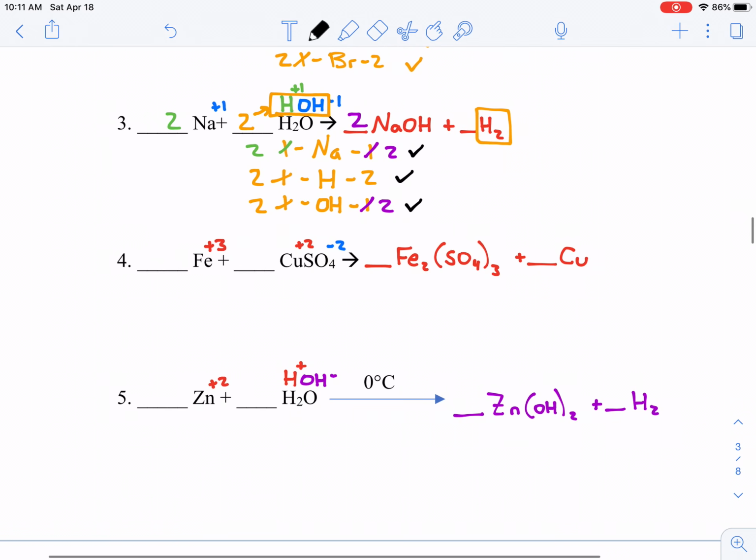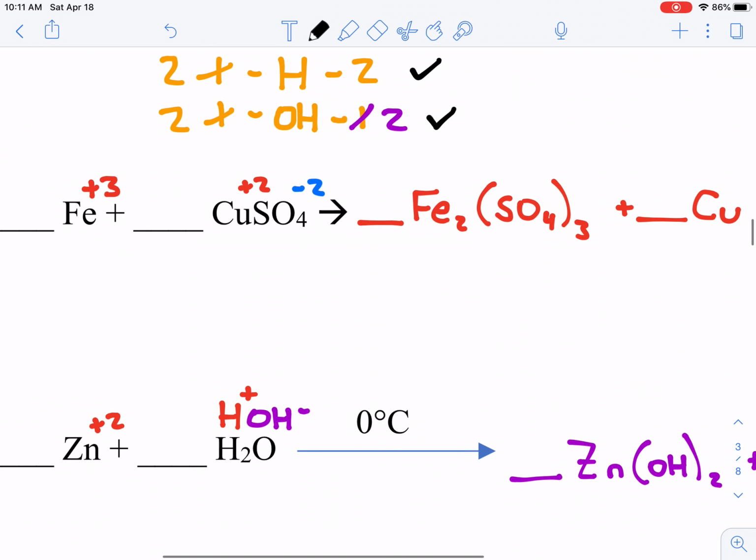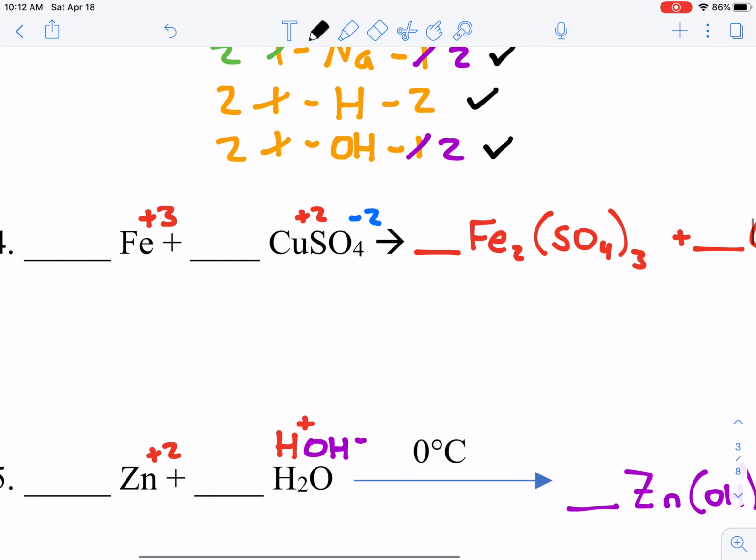Looking at number 4, we have iron and copper. Find them on your activity series. If you find iron and you find copper, you will notice that iron, Fe, is well above copper. So iron can replace copper. This can happen. We need to balance.